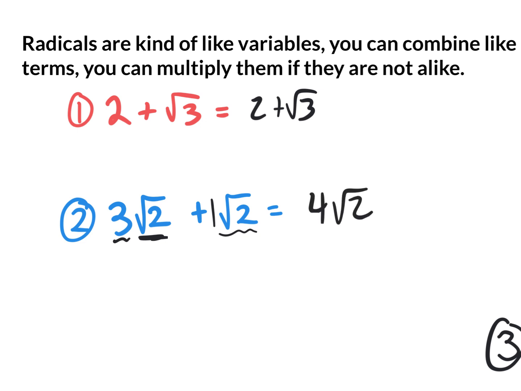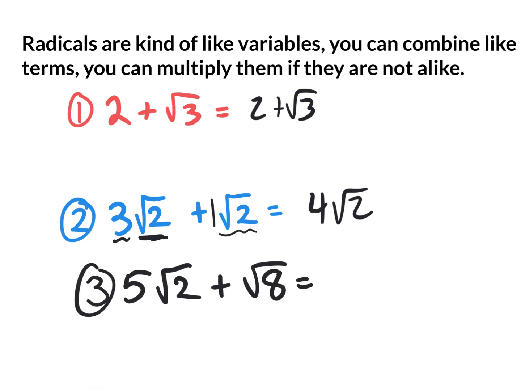It's kind of like a variable, like an A or like a B or like an X. But you have like terms here. You got 3, imagine x's plus 1 more x. So that'd be a total of 4 of those x's. But instead of x's, you got square roots of 2. Okay. Right here, could I add these guys? I have 5 of these guys and 1 of these guys.